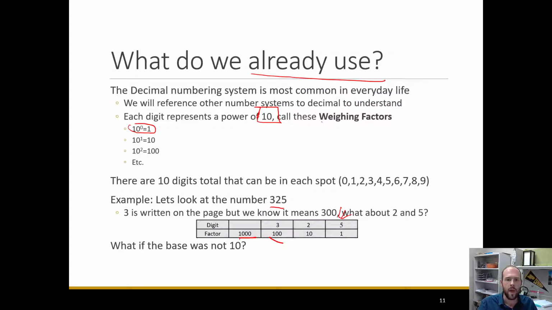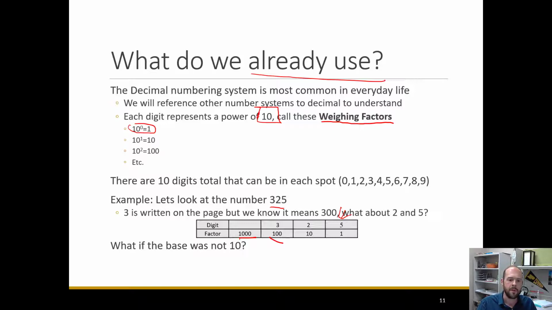So these are called the weighting factors. Each digit has a weight based on the number system. So in the decimal number system, our powers of 10 are the weighting factors. So 10 to the 0, 10 to the 1, 10 to the 2, and so forth. So that's how we interpret mathematically 325. It's 5 times 10 to the 0 plus 2 times 10 to the first plus 3 times 10 to the second, and so forth if it was a bigger number.